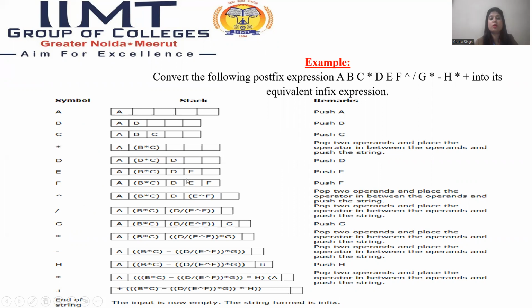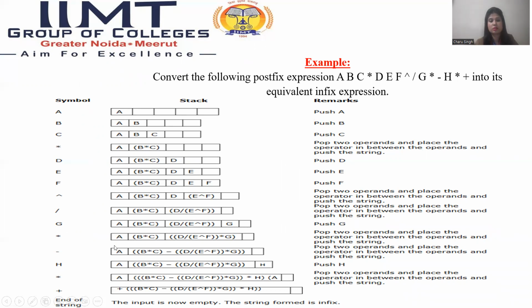So we have to pop the top two elements. The top two elements are E and F. So we pop out these two elements, place the exponent operator in between, and push it again into the stack. Next we have the division operator. Again we pop these two elements, place the division operator, and push into the stack.